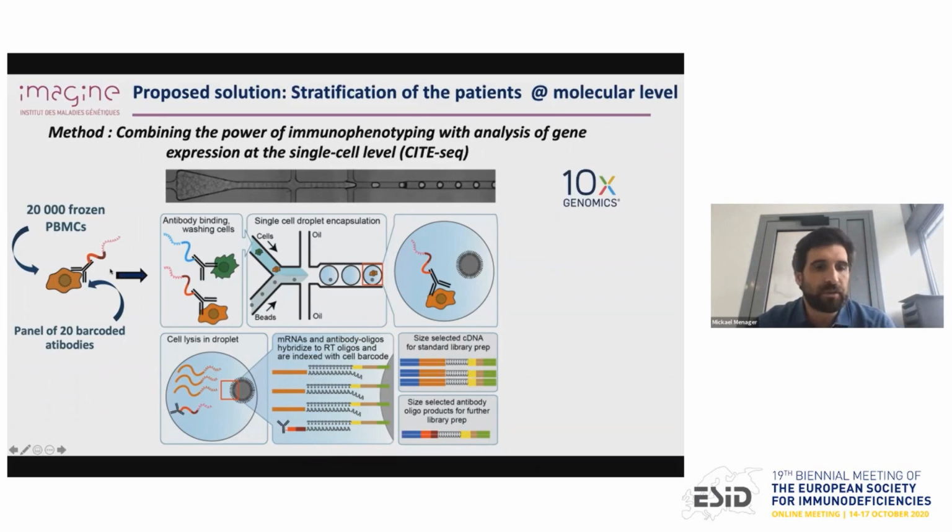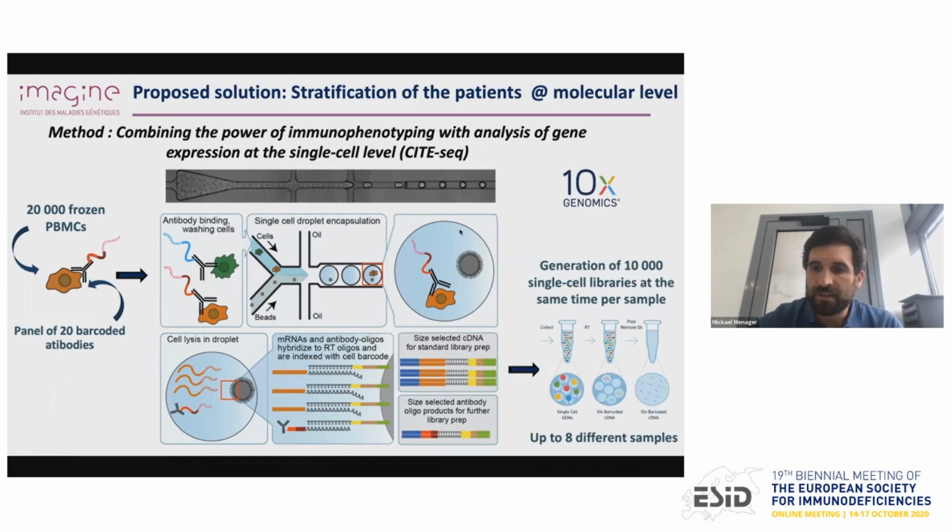We've been working in most of our pathologies with cells extracted from the blood, peripheral blood mononuclear cells, PBMCs, and we're working with 20 frozen PBMCs for each sample in order to be able to analyze up to 8 samples at the same time by single cell libraries. So per sample, we can generate 10,000 single cell libraries, up to 8 different samples at the same time.